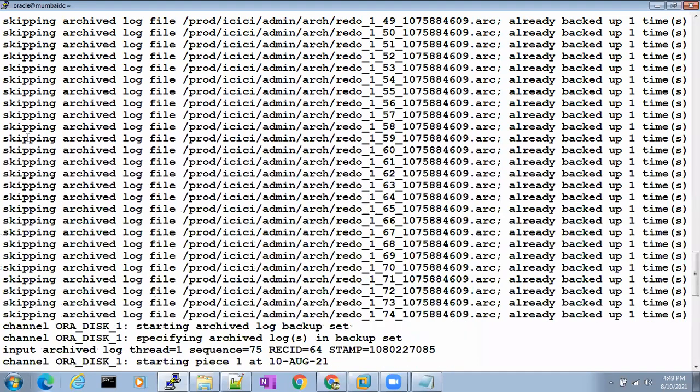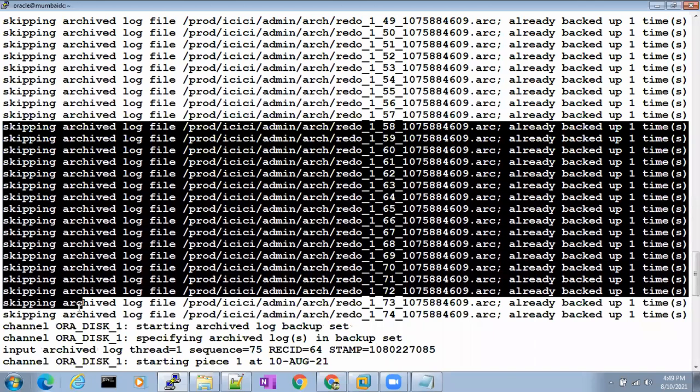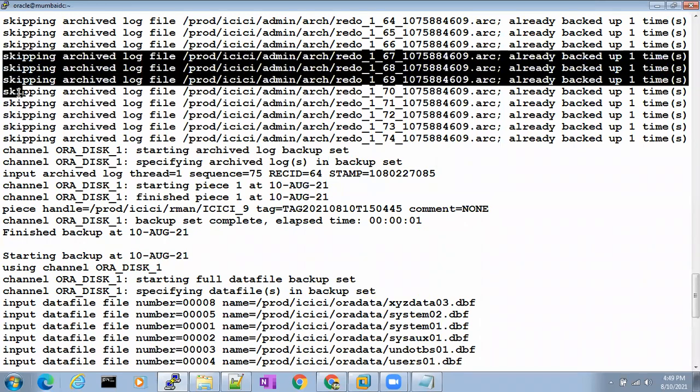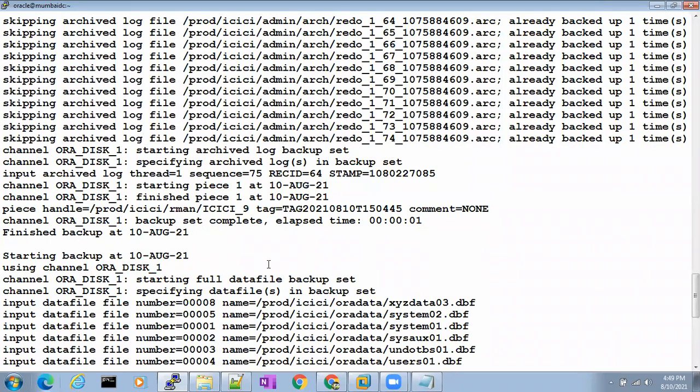Till now you understand? Optimization will help you. Like, the backup already exists, so it will take the reference of previous backups, and then it will take only the backups which are not taken. So it is taking a full database backup. That's okay. Don't worry about optimization at this part.